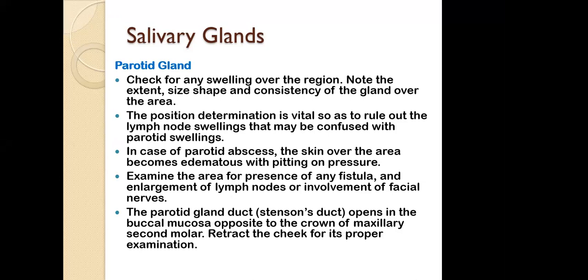In these cases, the skin over it is a little bit erythematous. You want to check the area for the presence of any fistula. Chronic infection, an abscess can form what? A fistula. You also want to assess the gland duct, the Stenson duct, which opens inside the buccal mucosa opposite the crown of the maxillary second molar. And to see this, you want to retract the cheek for its proper examination.